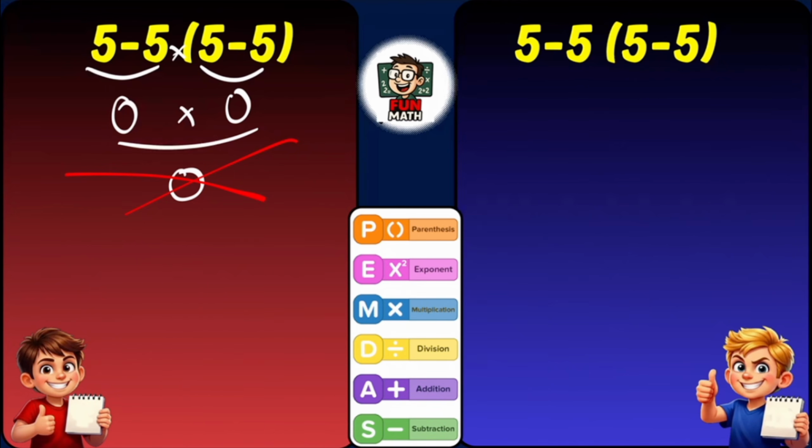There is no order: multiplication and division operations are done from left to right. Similarly, there is no order for addition and subtraction; they are performed from left to right. Now let's solve the question according to the rule.